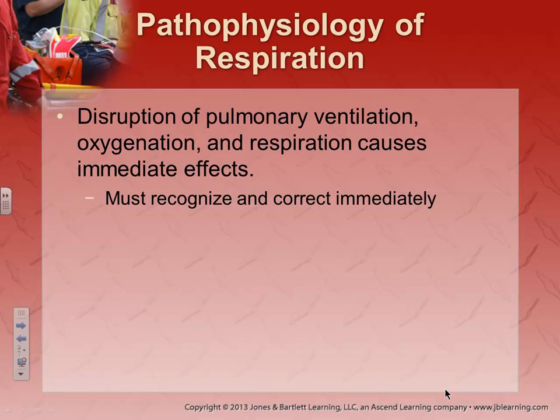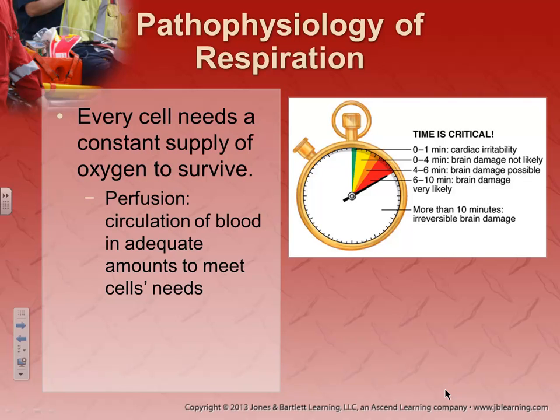We know what happens if you have a disruption in pulmonary ventilation, right? You become hypoxic, right? You become acidotic. We know what perfusion is. This is just an interesting little chart. 0 to 1 minutes, you start getting cardiac irritability. Another term for cardiac irritability is what? Excitability. 0 to 4 minutes, that's kind of the window, all right? We need to get oxygen on them.